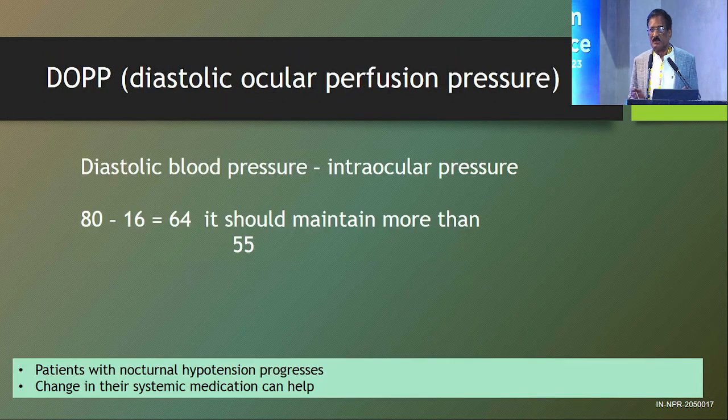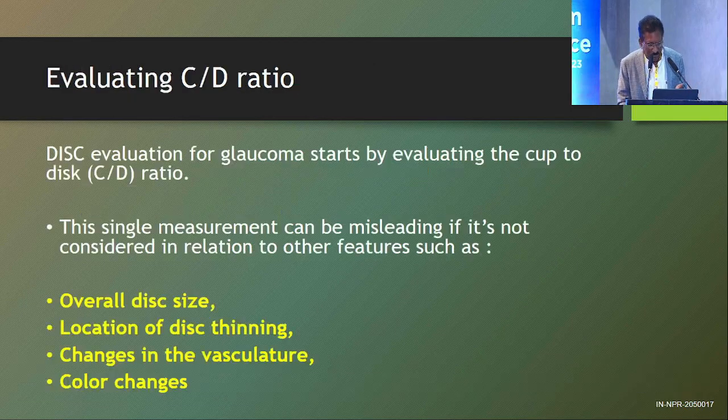Another important risk factor is DOPP, diastolic ocular perfusion pressure. We don't usually care about it in clinical scenarios, but it is very important. Once the diastolic blood pressure is 80, minus the Gaussian mean of the intraocular pressure of 16, you remove it, and it will come to 64. If this reading comes down to less than 55, it is a very important progression indicator for glaucoma. Evaluating the CD ratio, we all give more importance to this.